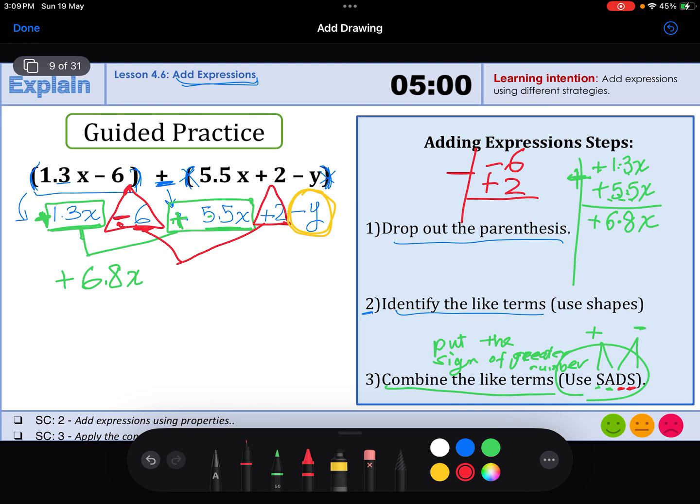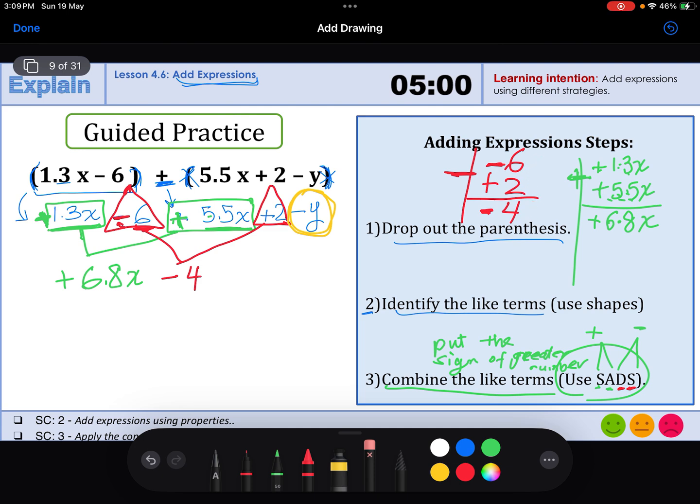6 minus the 2 is going to be 4. And put the sign of the greater number. The greater number is 6. So the sign of the final answer should be same as the 6, negative. So it's going to be negative 4. Just put it down. Since there is no variable, I did not put any variable next to the 4. I didn't put anything here, okay?